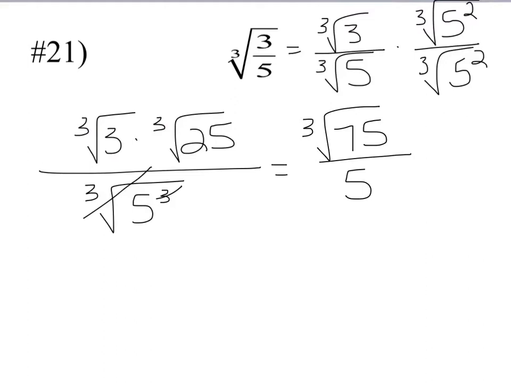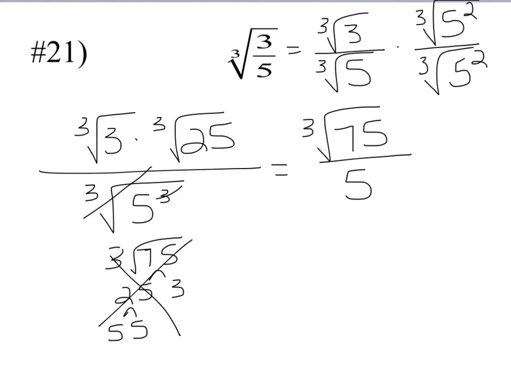Now 75 seems like an awfully large number. Let's see if we can simplify that at all. So if I have the cube root of 75, 75 is 25 times 3, and 25 is 5 times 5. In order to be able to bring a number out front, I need 3 of them. I don't have 3 of anything, so I can't simplify this at all. So the cube root of 75 over 5 is our final answer.